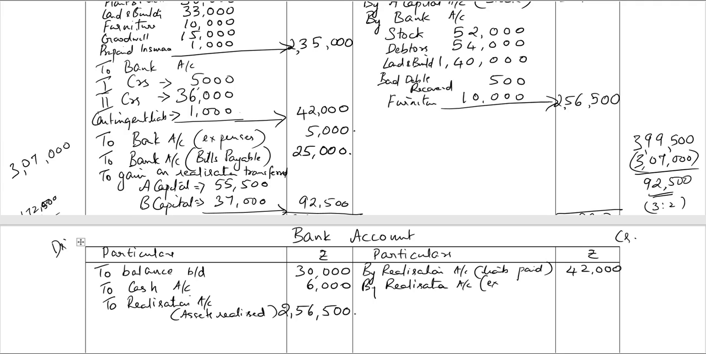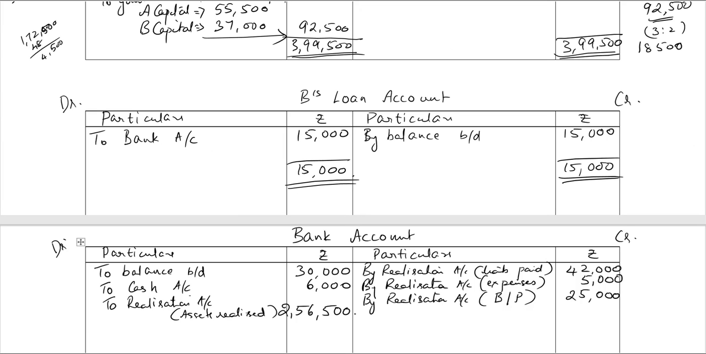For expenses on realization, 5,000 rupees, and by realization account for payment of bills payable, amount paid 25,000 rupees. We'll go on to B's loan account. The amount paid for B's loan, 15,000 rupees.